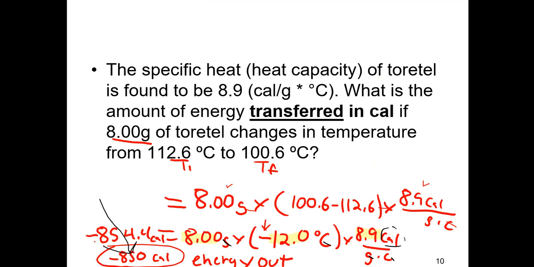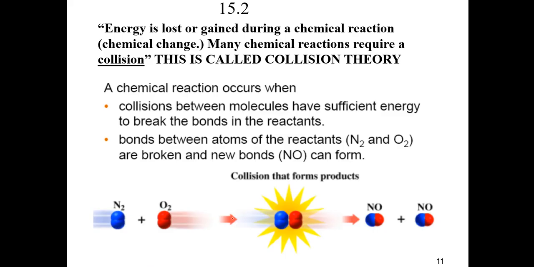So the more heat energy you have, the higher the temperature. So in this case, it's a negative value, and energy is going out. Also keep in mind that all of these are measured values, so the 8.9 has 2 sig figs, so your final answer should be rounded to 2 sig figs.